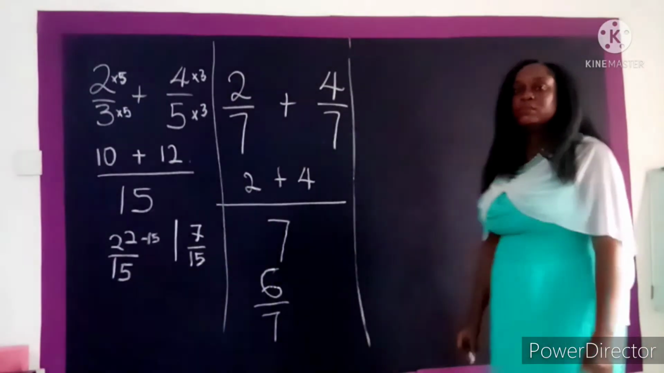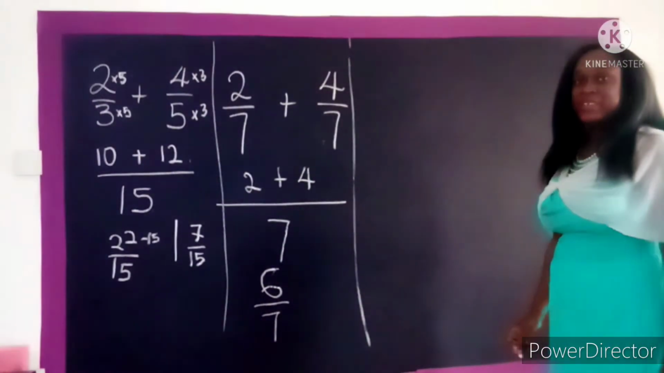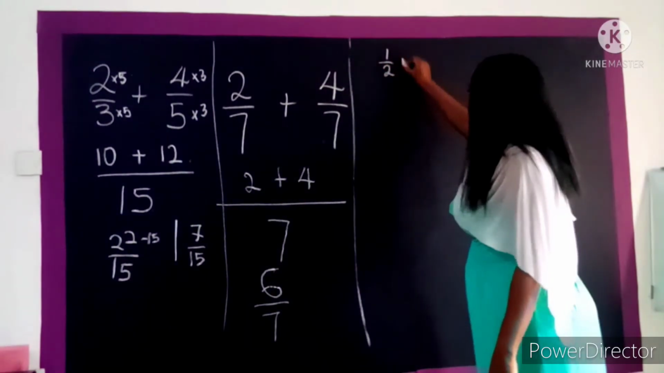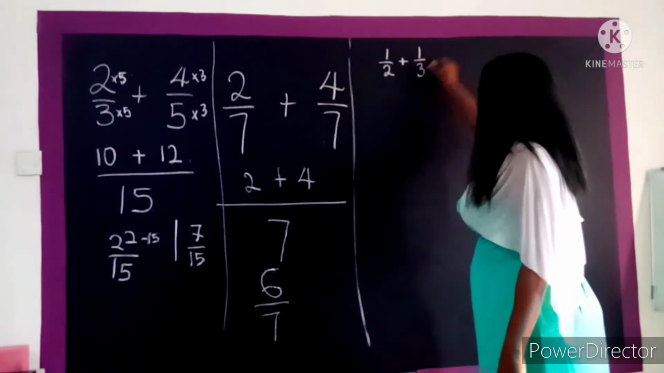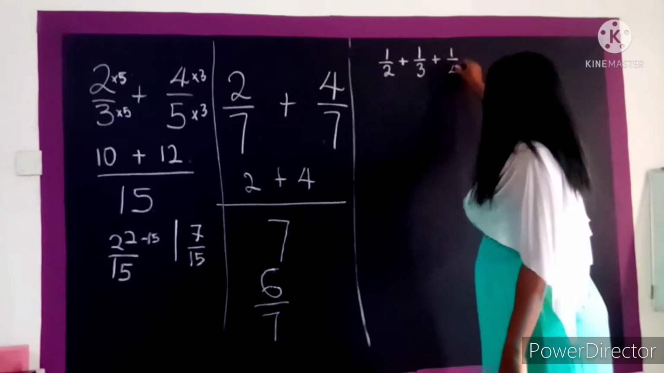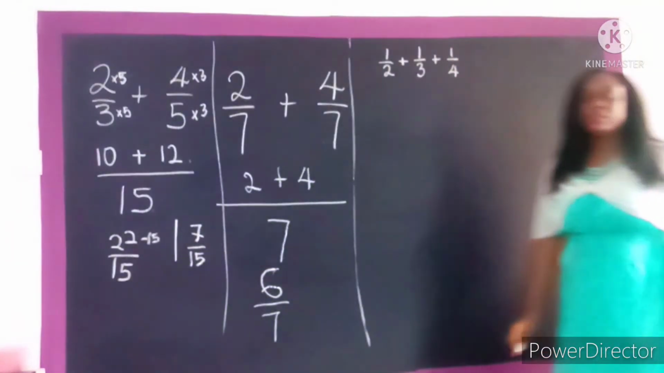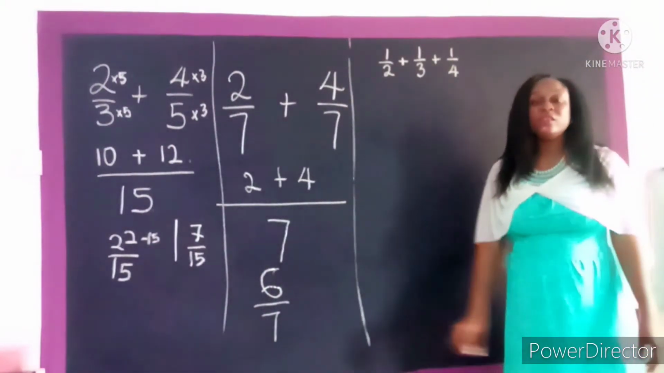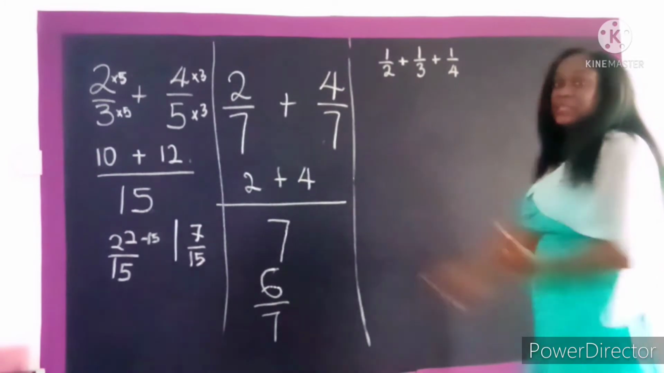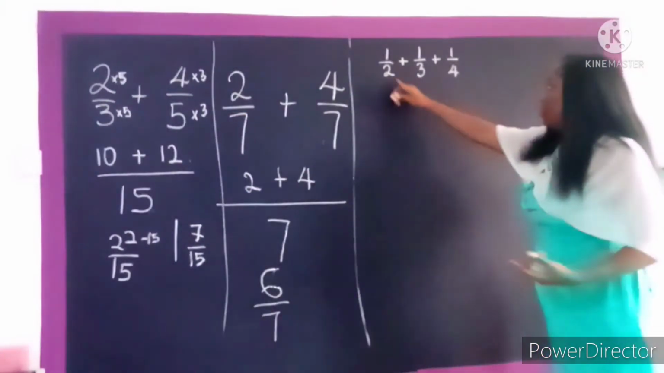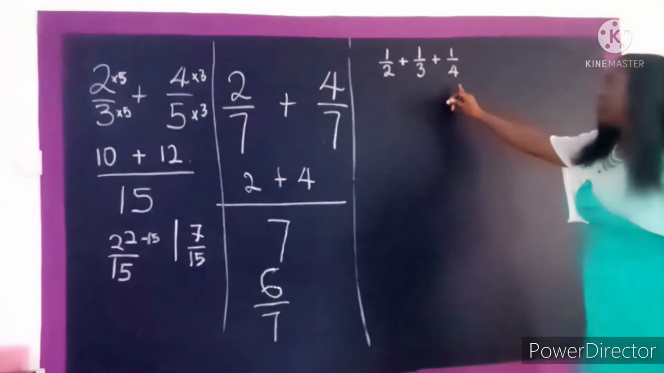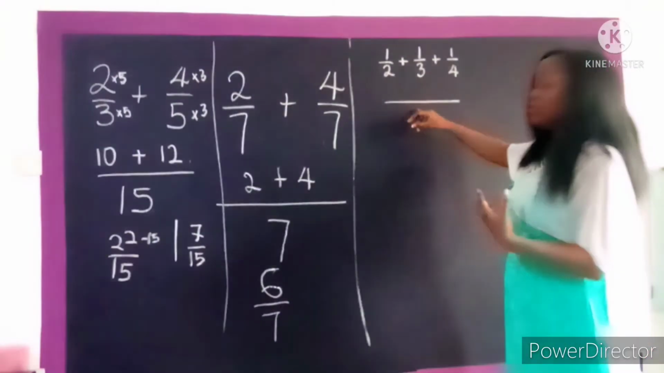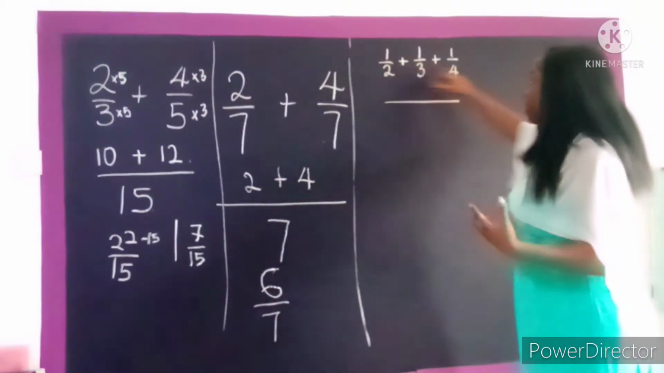Another simple problem. Listen carefully, okay? Don't miss me here. The problem is 1 over 2 plus 1 over 3 plus 1 over 4. Now adding 3 different non-equivalent fractions. Like I said in the first part, 1 over 2 plus 1 over 3 plus 1 over 4, we're going to look for a common denominator that's going to make all of them equivalent.